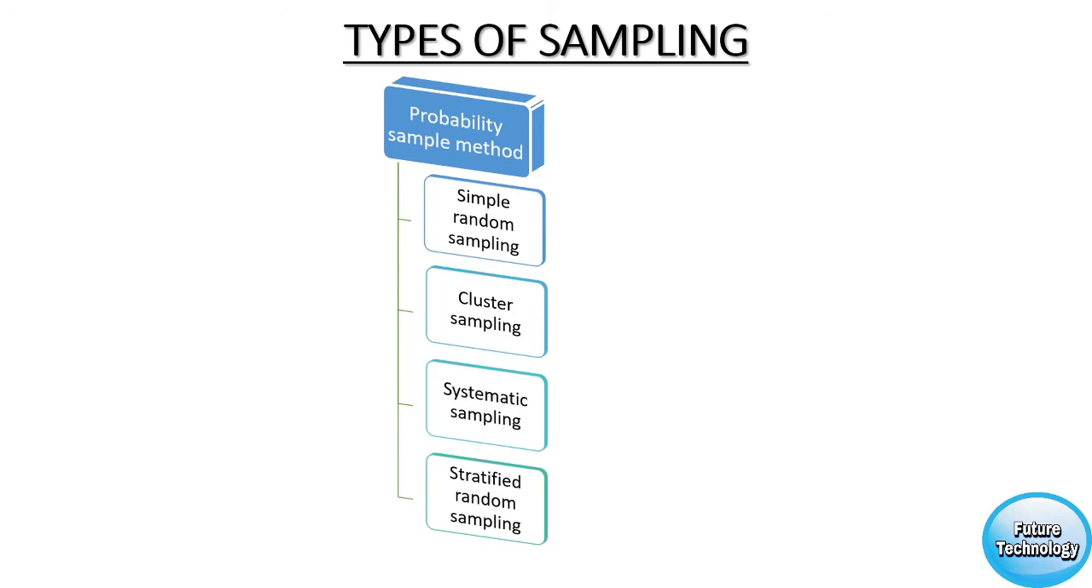Stratified random sampling. Stratified random sampling is a method in which the researcher divides the population into small groups that do not overlap, which are called strata. The process of classifying a population into groups is called stratification. Non-probability sampling. In non-probability sampling, the researcher selects members for research at random. This sampling method is not a fixed or predefined selection process.